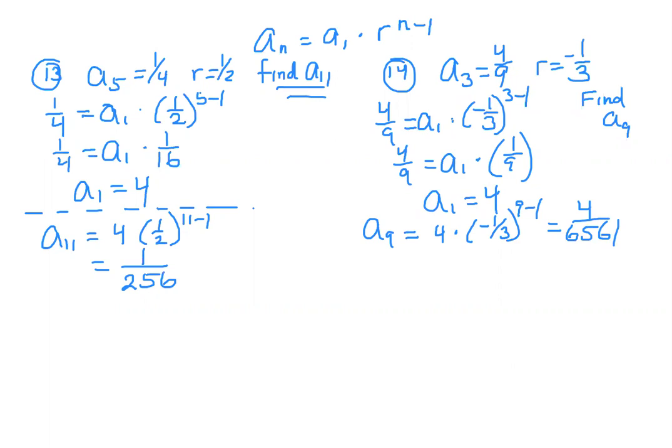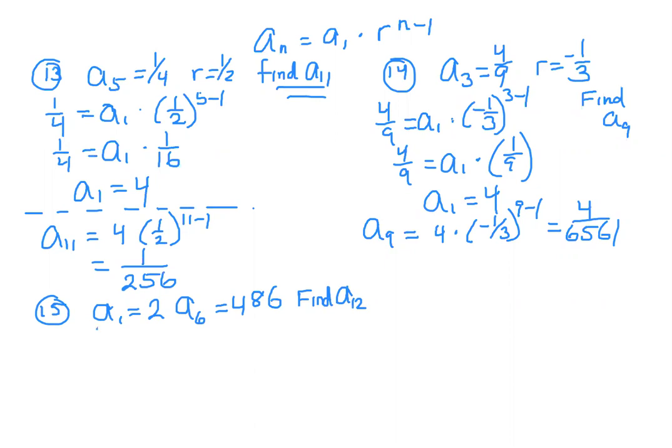And I'm just going to give you the answers here. Oh, no, we're going to actually do this one because it's different. Number 15, we have a1 equals 2, and a6 equals 486. And we're going to find a12.